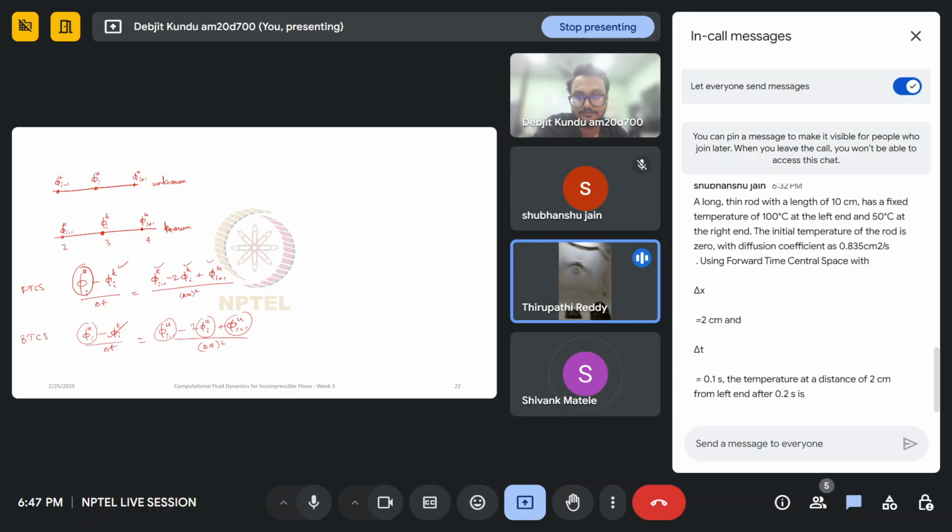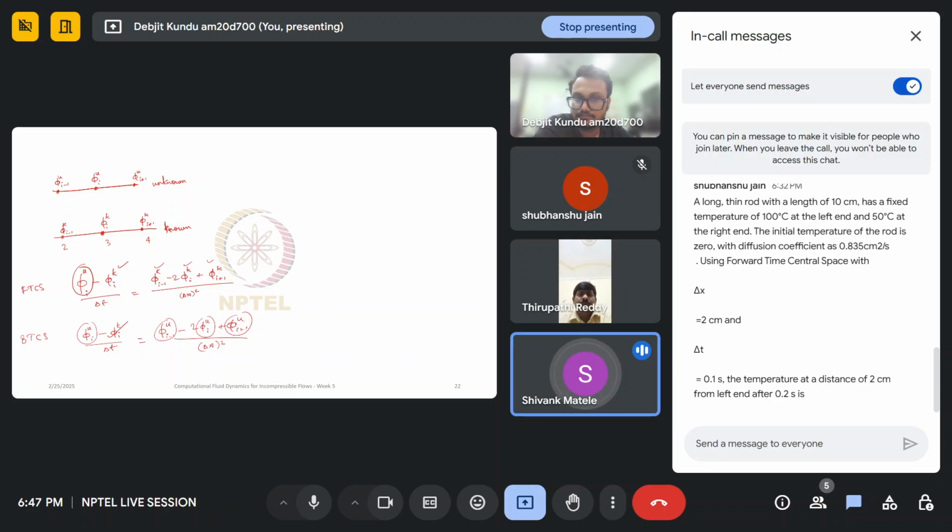Does it make sense? Very much. Actually, but the problem is why the names are forward time and backward time, I'm confused. Okay, if I go by known and unknown, then I understand.